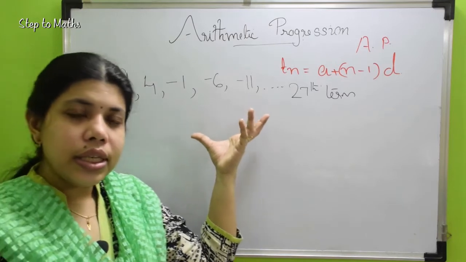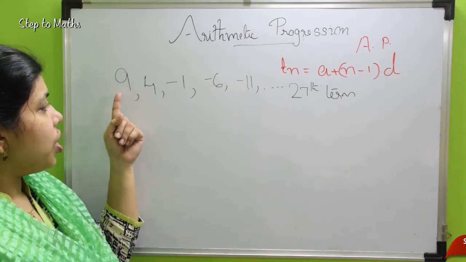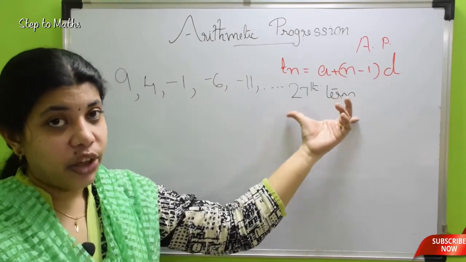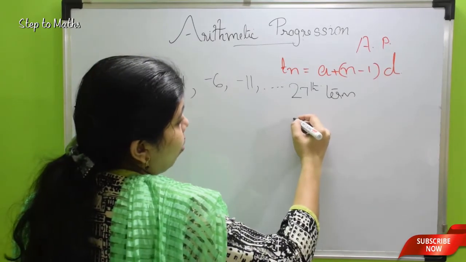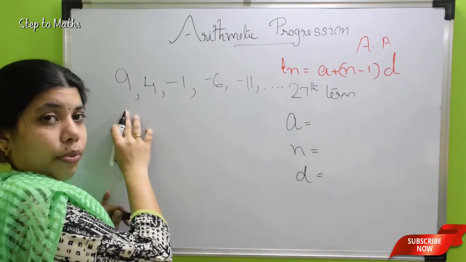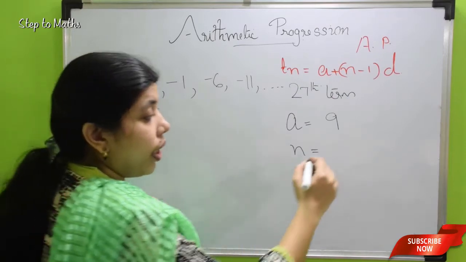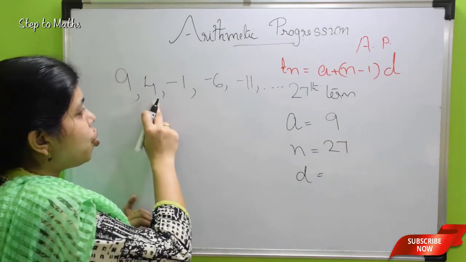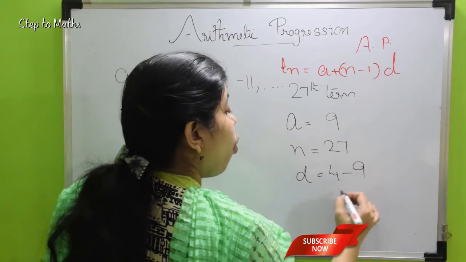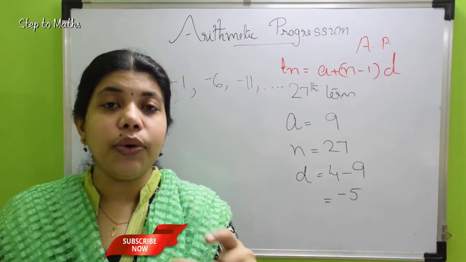Consider this question also, same as the previous question. The given arithmetic progression is 9, 4, minus 1, minus 6, minus 11, etc. Find the 27th term. To apply this equation, first we have to find the value of a, n and d. A is the first term, that is 9. N is 27, and d is T2 minus T1. T2 is 4 minus T1 is 9, 4 minus 9 is minus 5. Here the value of d is a negative number.